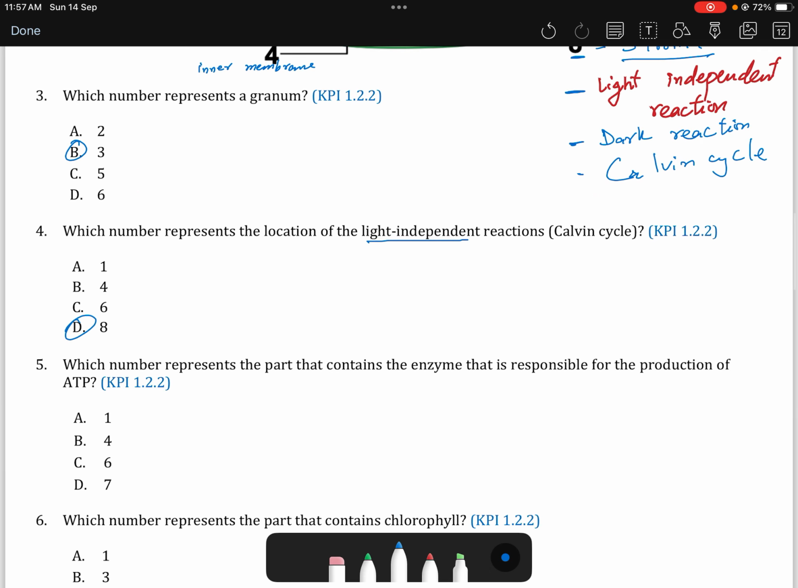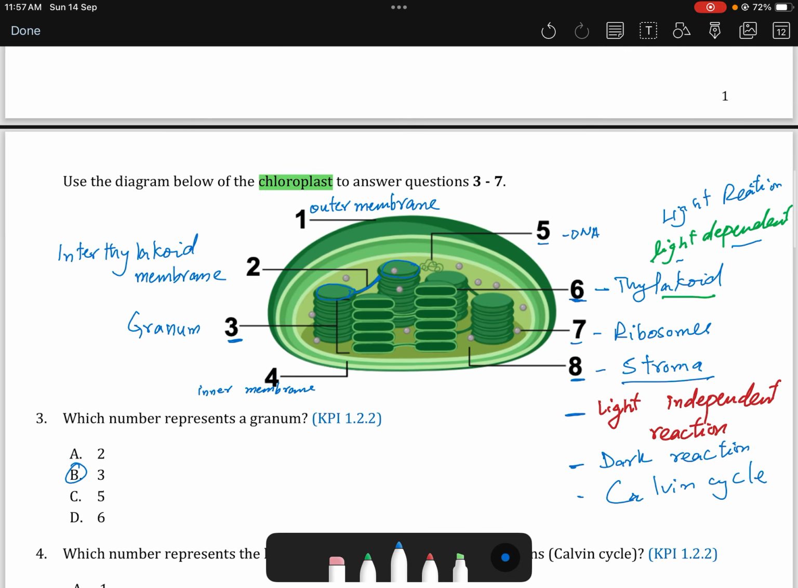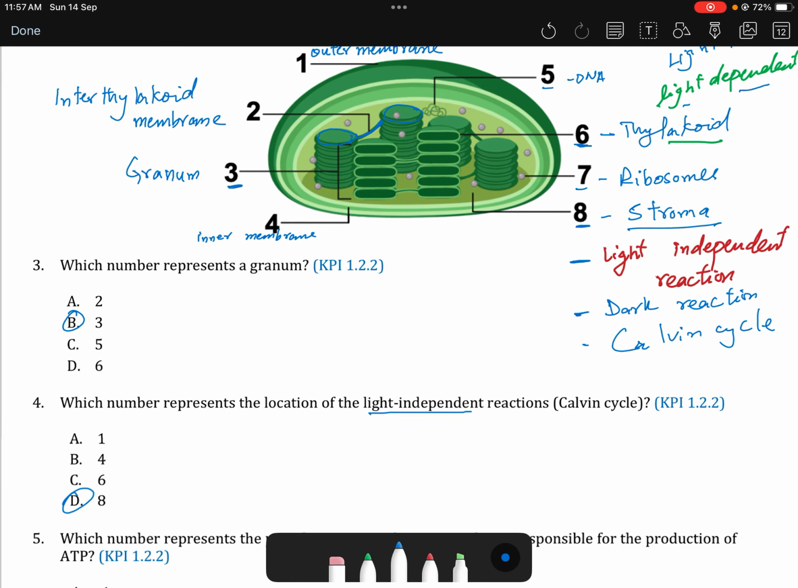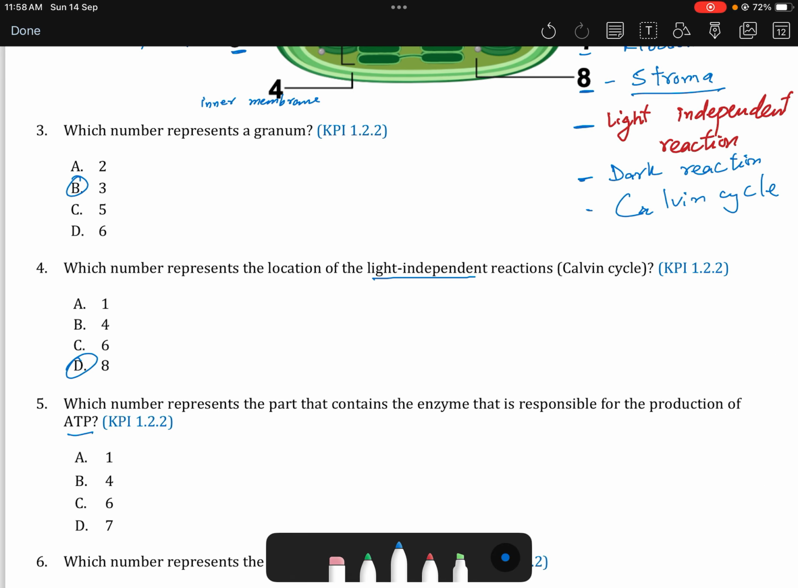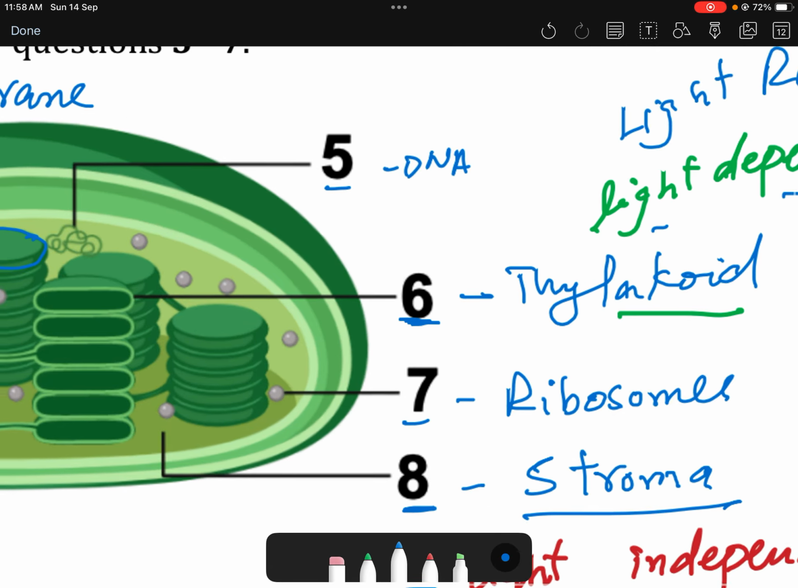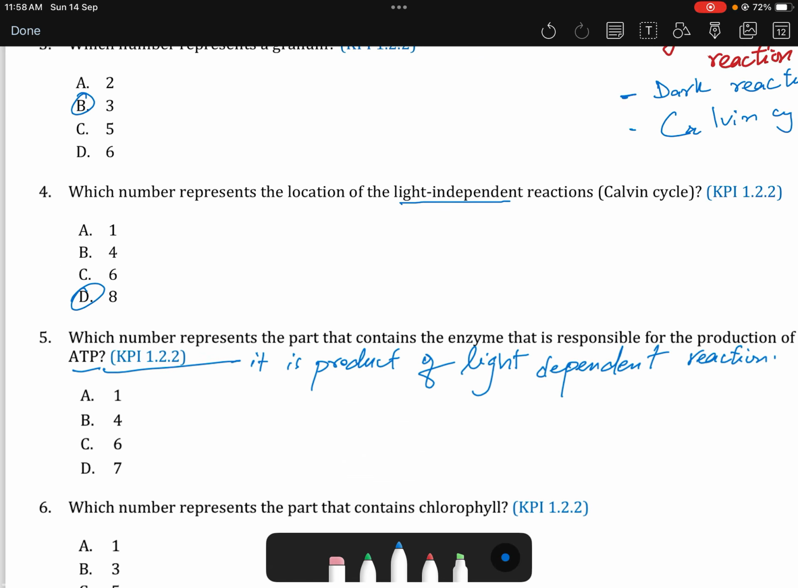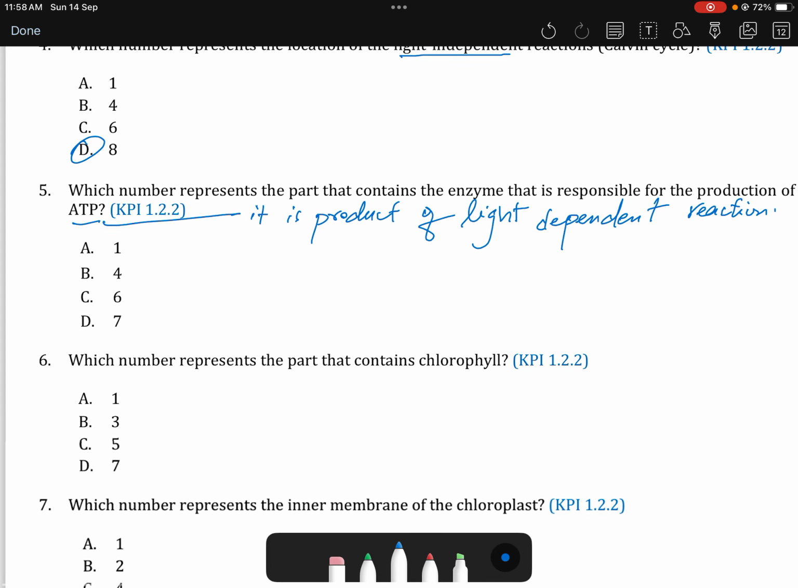Next one: which number represents the part that contains enzymes responsible for the production of ATP? So basically this is the ATP. ATP is a product of the light dependent reaction. So where does the light dependent reaction take place? In the thylakoid. Where is the thylakoid? Number 6. So it means that ATP is produced in number 6. This is how you work it out.